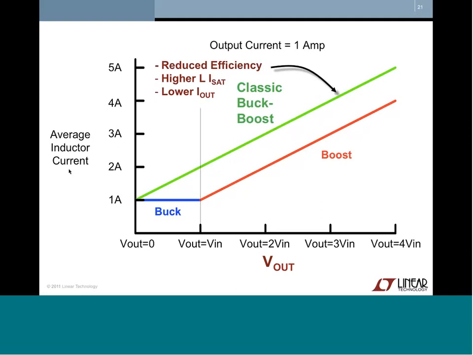This means that we have to prepare the inductor with higher current of saturation, or we will get the lower output currents, which means also the reduced efficiency. How to handle that?